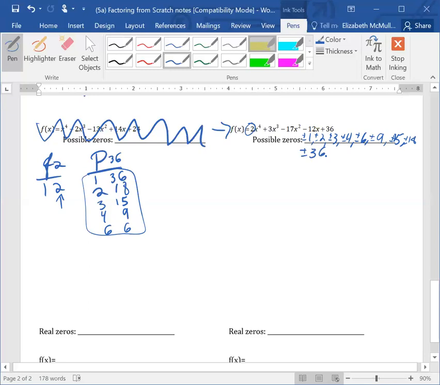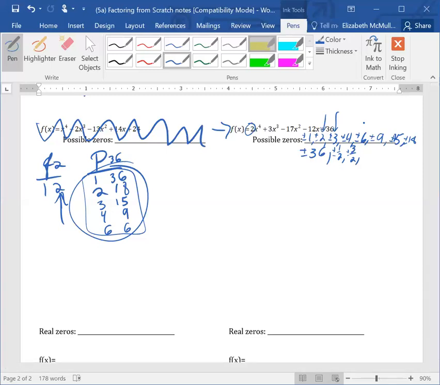All right, for our second set, remember it's P over Q, so it's going to be all of these numbers again, but divided by 2. So plus or minus 1/2. 2 divided by 2 is 1, so I don't need to list that again. 3 divided by 2, that would be plus or minus 3/2. 4 divided by 2 is 2, which I already have, so we're good. 6 divided by 2 is 3, which I already have, so we're good. 9 divided by 2. That one we don't have. What is 9 divided by 2? It doesn't reduce, so we're going to leave it 9/2.